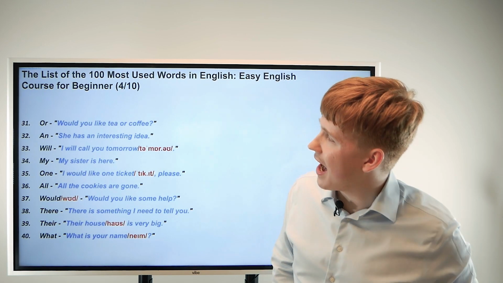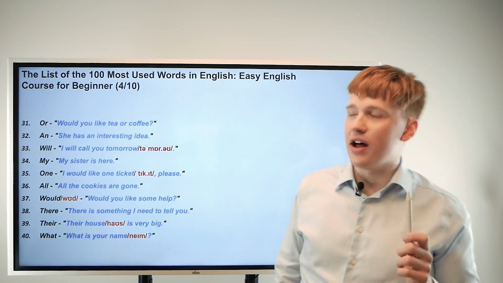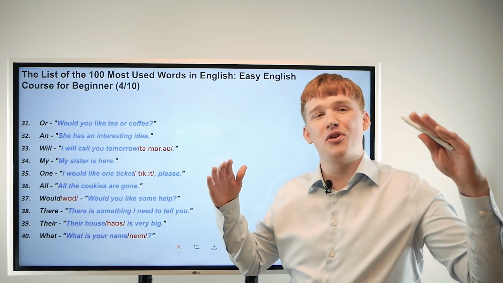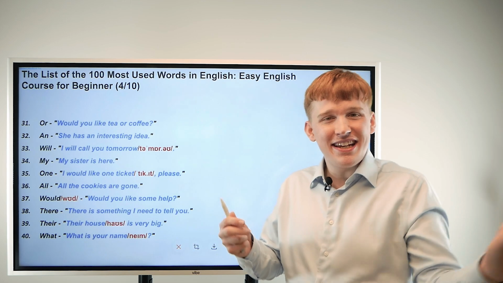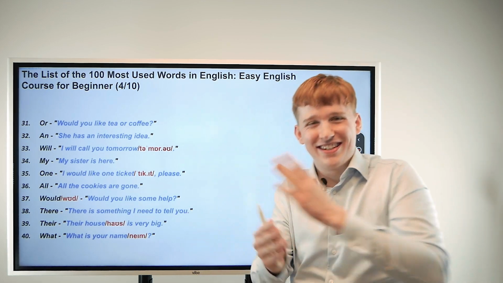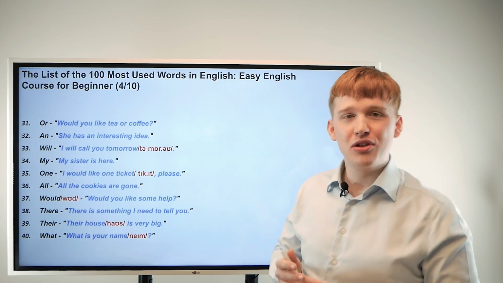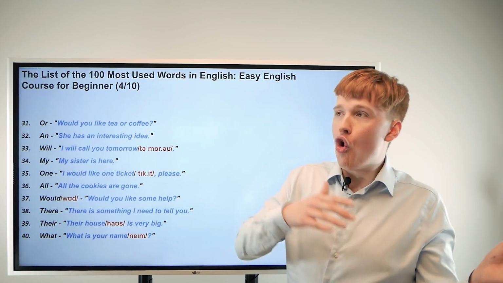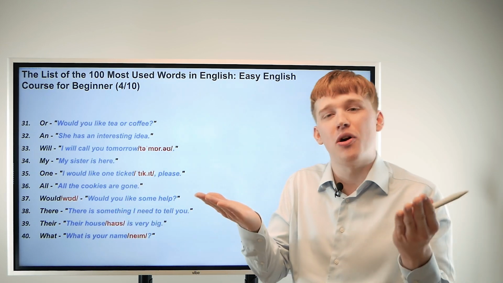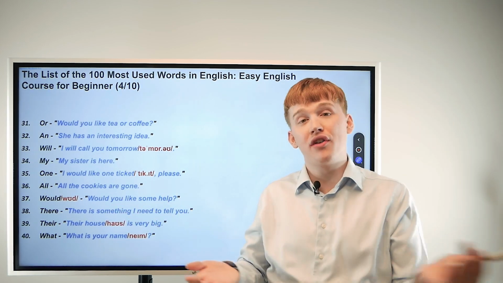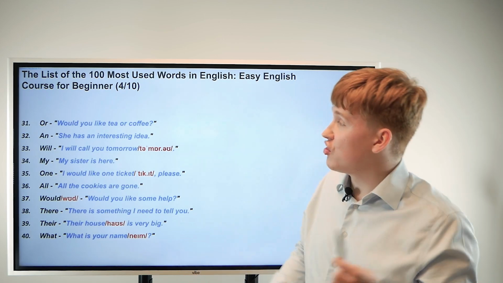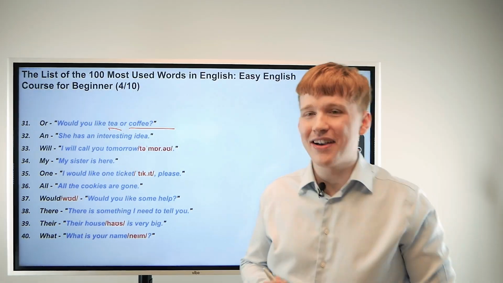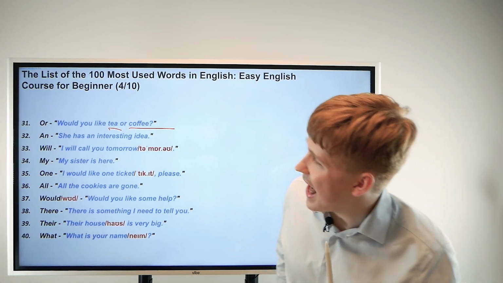Next up, we have or. Would you like coffee or tea? So here you're giving someone an option. You're saying tea or coffee. So you're saying that there's an option here. So maybe you'll go to a restaurant. They'll say, would you like the soup or another starter? You're giving an option here. And you're not stating that one of them is better than another. You're just saying it's this or that. Good job.